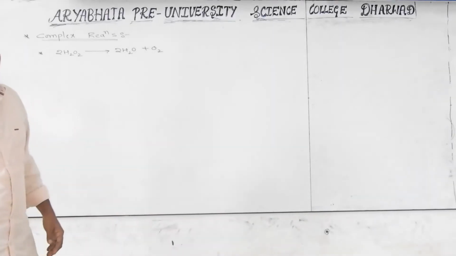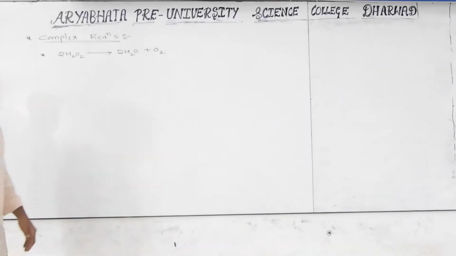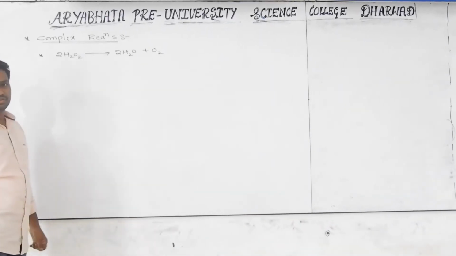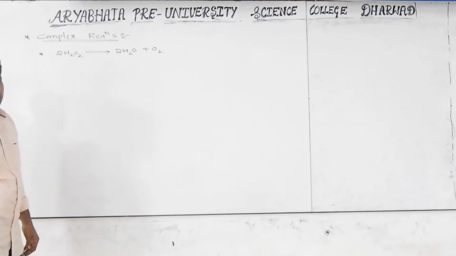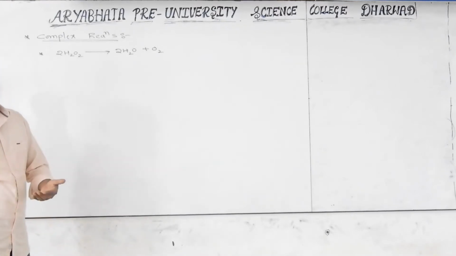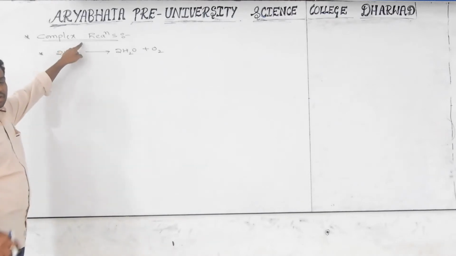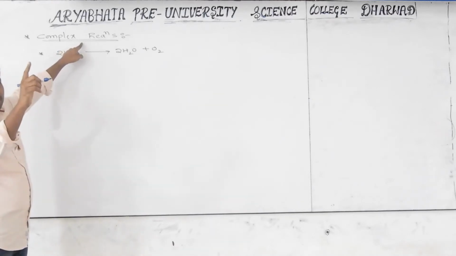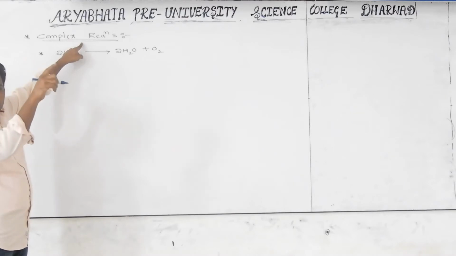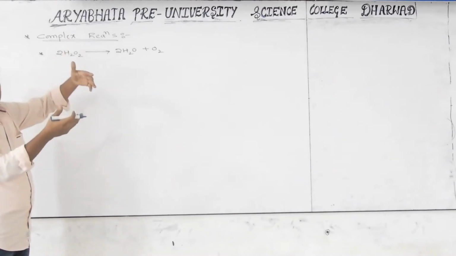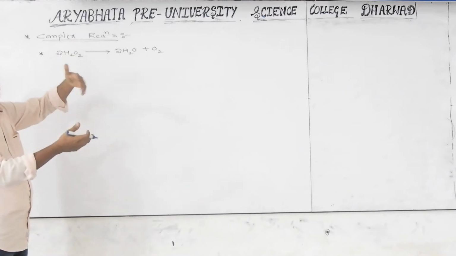Good morning, all of you. We will see the continuation of yesterday's topic, complex reactions. What is a complex reaction? A reaction which takes place in more than one step is called a complex reaction. In a complex reaction, the powers of the reactants may or may not be equal to the coefficients of the reactants in the balanced equation. When they will be equal and when they will not be equal, we will discuss now.